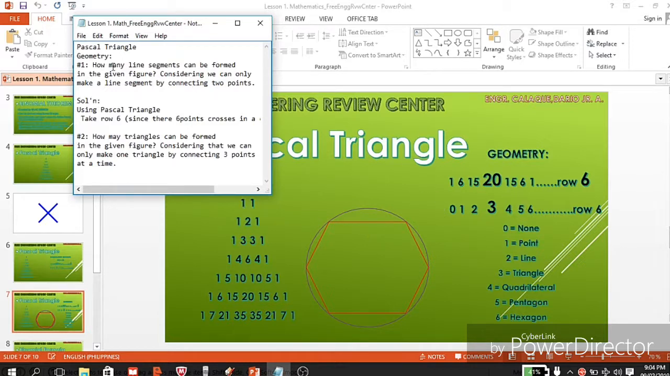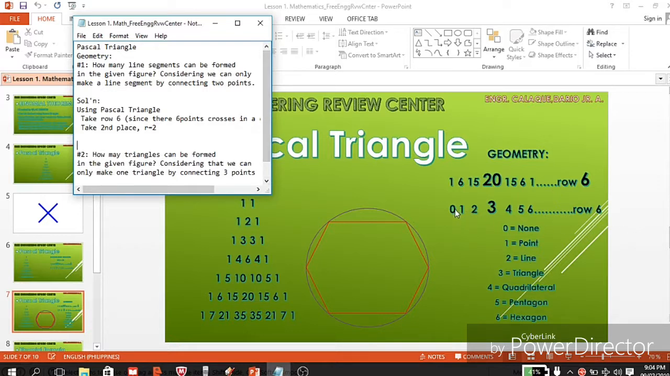Now I'm going to compute how many line segments. So that is a line. So I'm going to take the r equal to, so this one 0, 1, 2. So therefore that will be 15. So thus we have 15 line segments. Yeah. So that would be the answer.